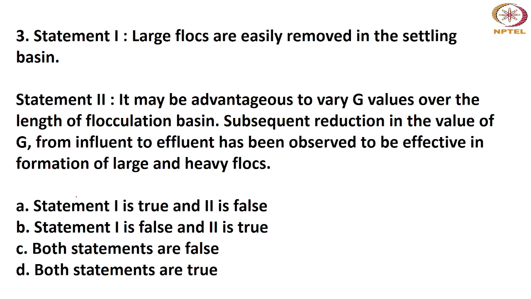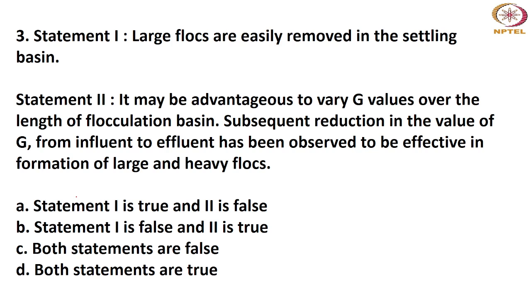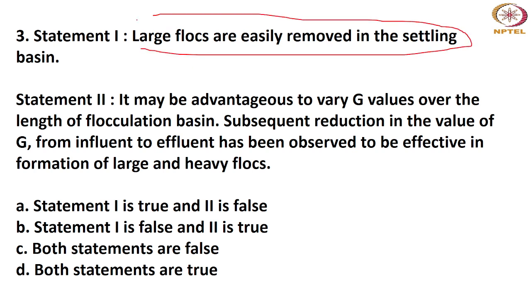Okay, the solution: the correct answer is D. Option 2, that is B? You are saying option 2, that is B, but the correct one is D. Large flocs are easily removed in the settling tank. Yes, if the flocs are large, then they can be easily removed. And then it is advantageous to vary the G value over the length of the flocculation basin.